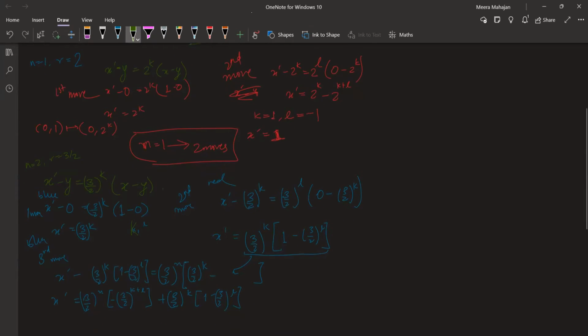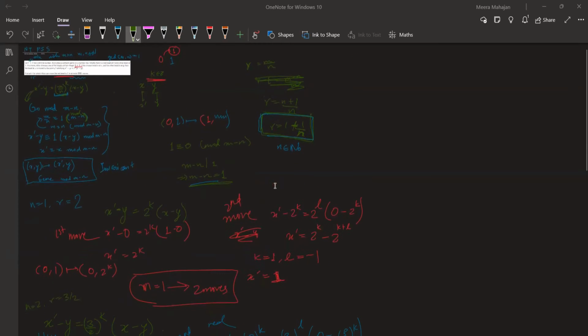So let us try our luck. I was thinking about a different approach, but I'm stuck at a point. It is given that we have reached the point where r is n plus 1 by n, right? Yes. So what if we put this in the equation that was given to us, and we get that n to the power k times x dash minus y is equal to n plus 1 to the power k times x minus y.